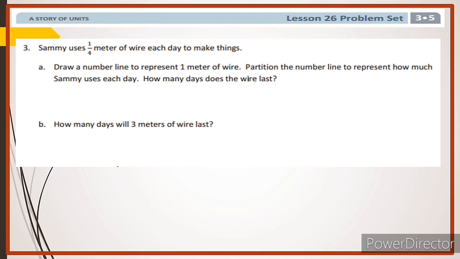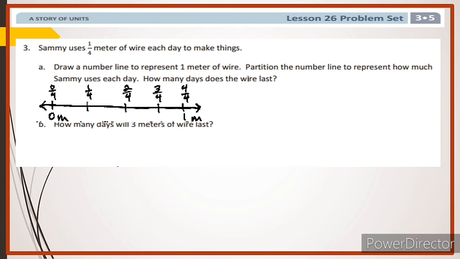Sammy uses 1/4 meter of wire each day to make tens. Draw a number line to represent 1 meter of wire. Partition the number line to represent how much Sammy uses each day. How many days does the wire last? This is the number line from 0 meter to 1 meter. We have 0/4 to 4/4. This is it. So the wire lasts 4 days.